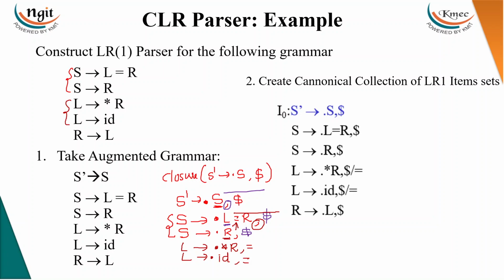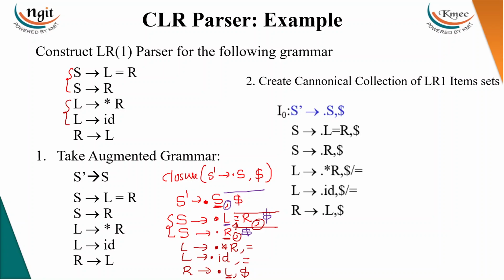And same way you write for R. For this R, you have to add the production like R tends to dot L. What is the lookahead symbol? For this R I have added, then first of remaining symbols excluding comma. What is it? Dollar. You have to take it.